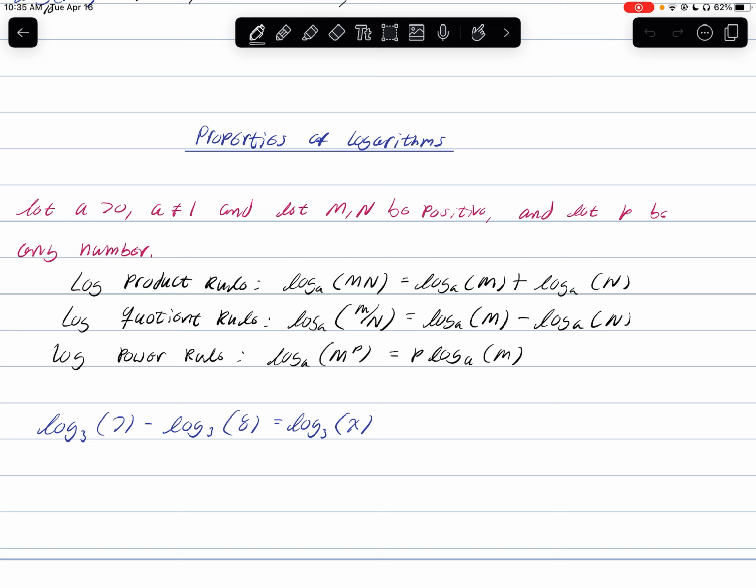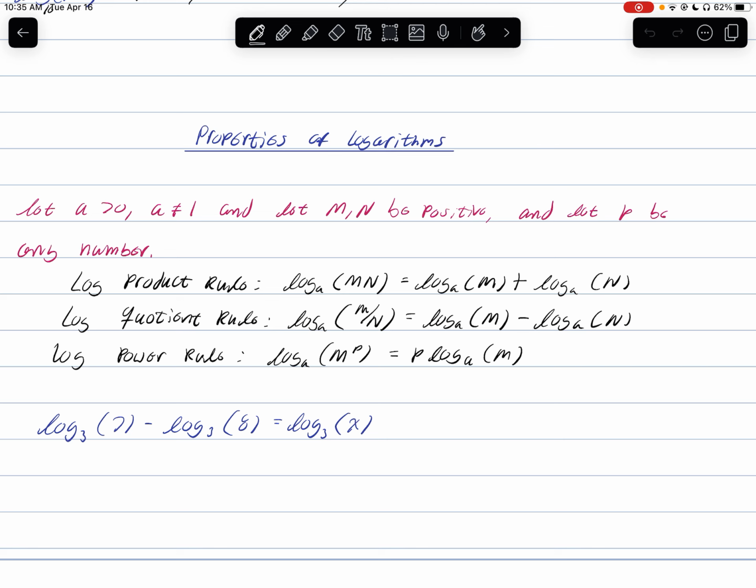And similarly, if you have log base a of m over n, or m divided by n, then you can write it as log base a of m minus log base a of n. That's called the quotient rule. And then another one is the power rule. This one is particularly helpful. If you have log base a of m to the p, this is equal to p times log base a of m.